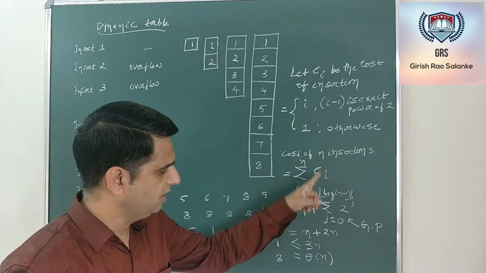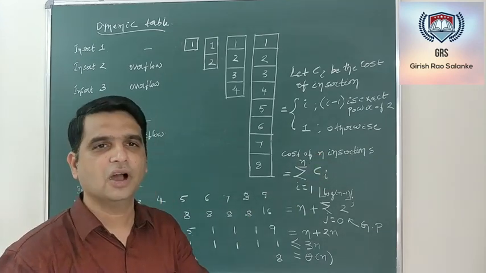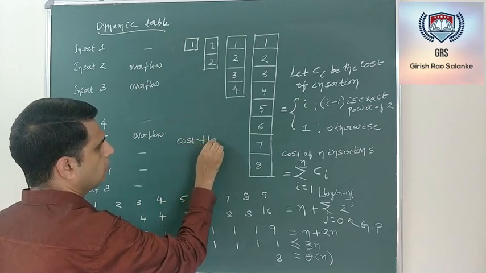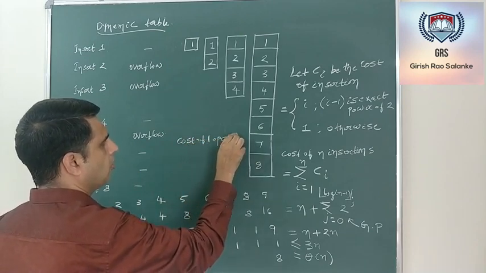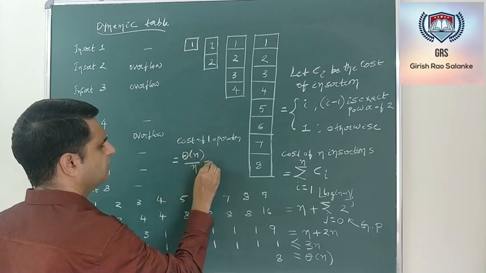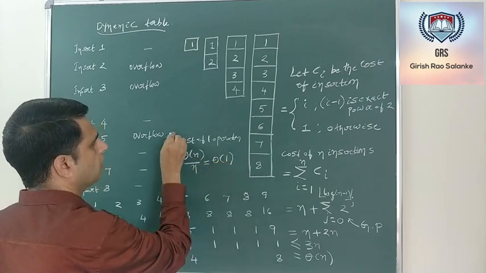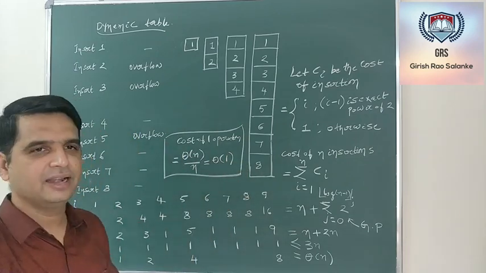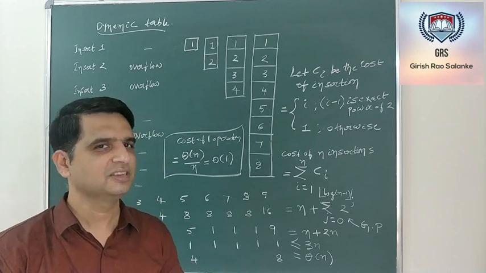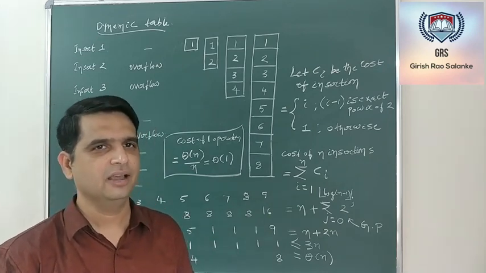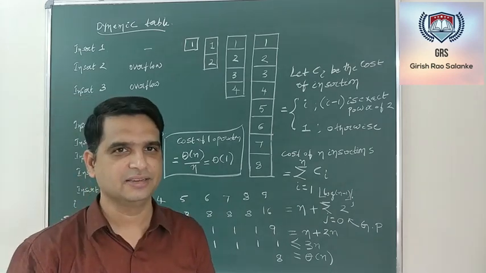Now, if the cost of n insertion operations is theta of n, what is the cost of performing one operation? The cost of one operation is theta of n divided by n, which is nothing but theta of 1. So, this is the meaning of aggregate analysis. Hope this is clear. So, let's take one more example to understand the concept of aggregate analysis.